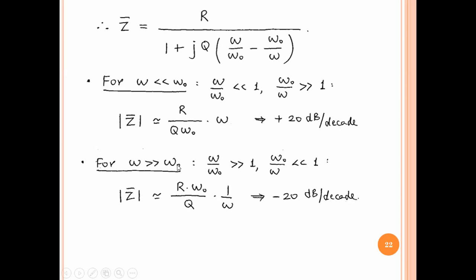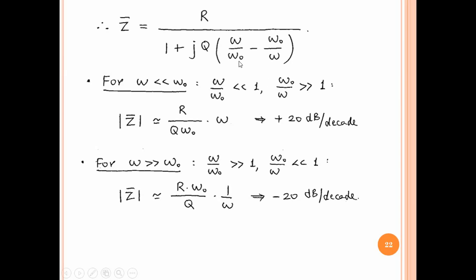For omega much greater than omega naught, this term is very large and this is very small, very large compared to 1. So you'll get R by Q, omega over omega naught, as omega goes up. So the magnitude of Z goes as 1 by omega. So the slope will be minus 20 dB per decade.